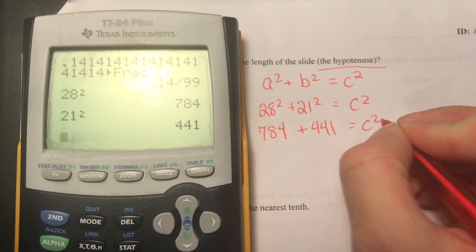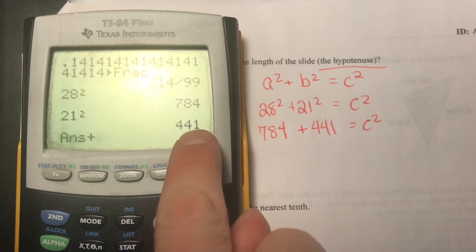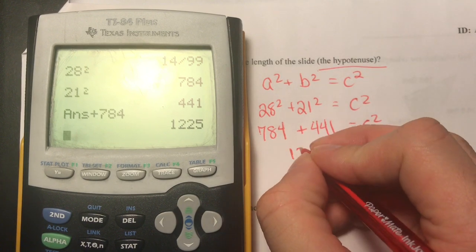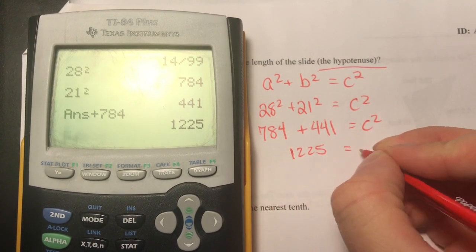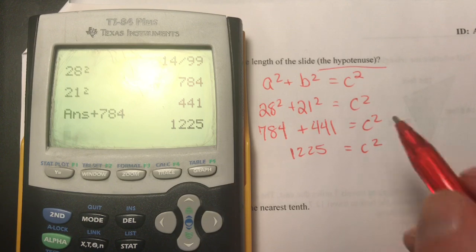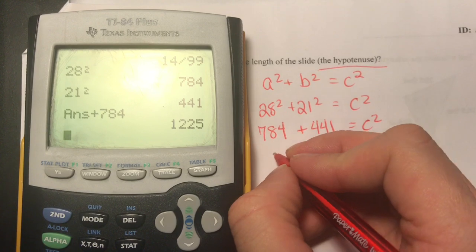That equals C squared. I need to add those up. So 441 is already there, and 784. Look at that. Now, I'm no mathematician, but I have a feeling that number is going to be spectacular. Is C all by itself? No. What is in the way? Squared. Get rid of the squared by square rooting it.